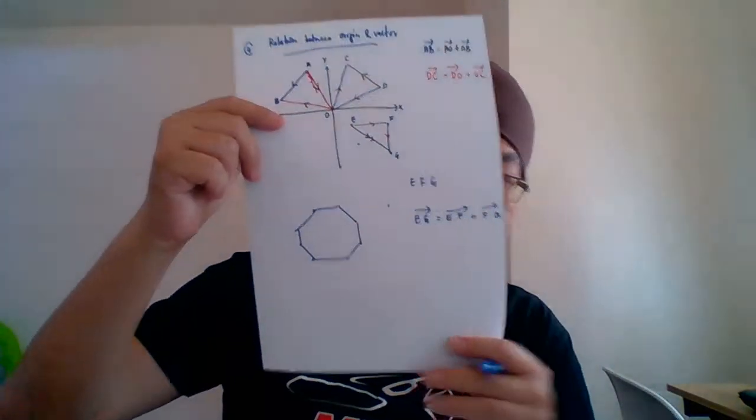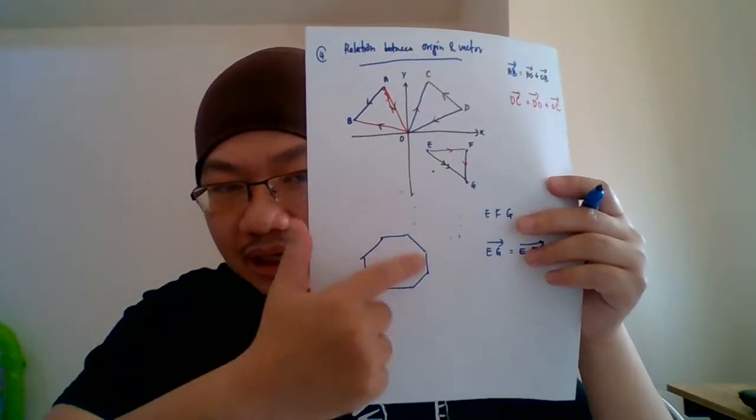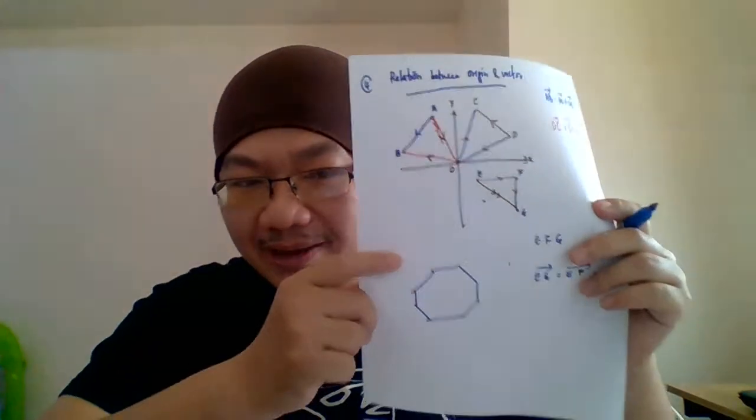Okay, let's talk about how to find a vector. Let's say I have a more complicated diagram. Just now all the contours were triangles, right? So let's say I have an octagon. This is my octagon here. Let me remind you again.